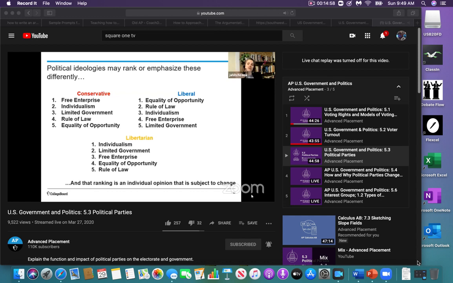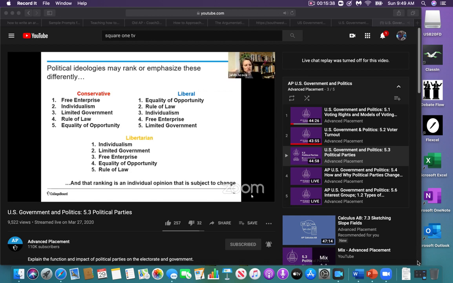I'm saying that if you were to ask a conservative how they might rank these 5 items once they knew what they meant, they might put free enterprise up there on top, or they might put individualism up top, right? But they're probably more likely to put those things at the top. Whereas if you were to talk to a liberal, they might say, well, I think equality of opportunity is most important, the penultimate value. Rule of law might be number 2. And of course, if you're a libertarian, you might get them to say that individualism is first, and then limited government, so on and so forth.